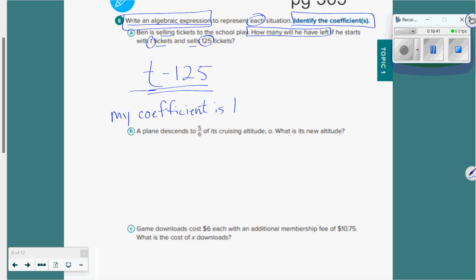A plane descends to 5/6 of its cruising altitude. A. What is its new altitude? So what am I doing? What operation is it talking about? I hear subtraction. I hear divide. I hear what? Multiplication. Who thinks it's subtraction?